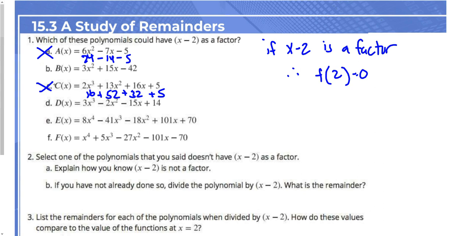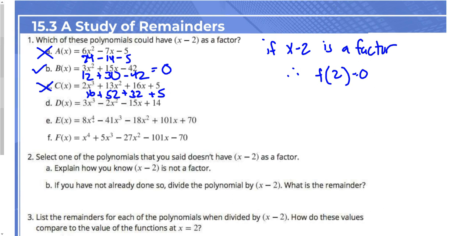Just out of curiosity, does B work? You get 2 squared times 3, so that's 12. And 12, 15 times 2 is 30, minus 42. So 42 minus 42 equals 0. B works. Okay, so B totally works. A and C don't. What about one of these longer ones? What about E? Okay, just trying this out here.